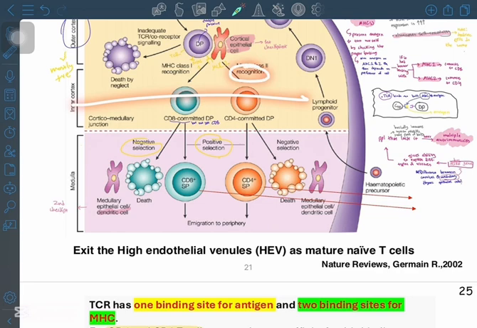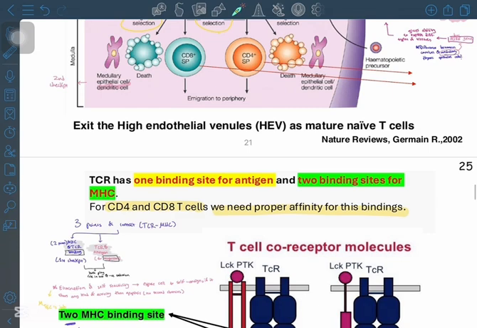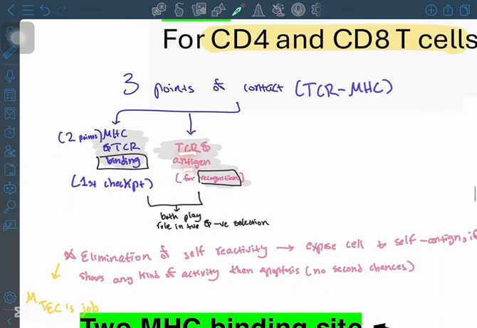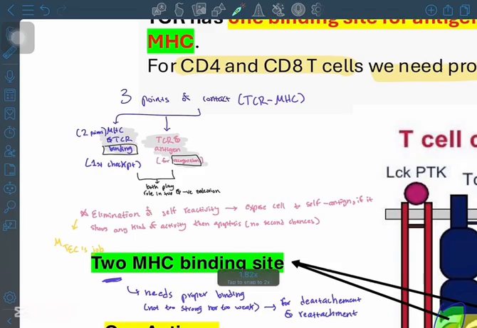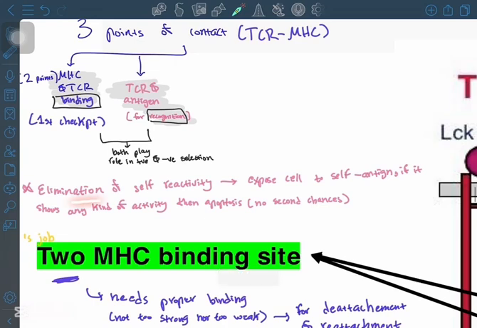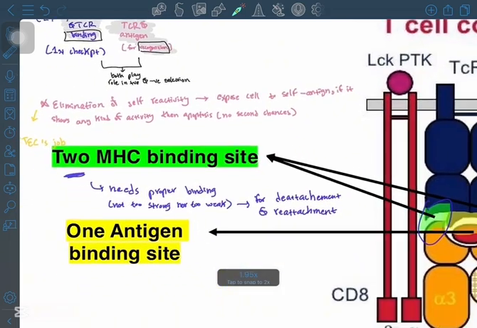But mainly the recognition is for the antigen, because initially that is what I'm presenting, and this is what I'm testing. So for the binding itself, it is TCR with MHC, and for recognition of the antigen, it is the TCR and the antigen. Now both play a role in positive and negative selection. In the part related to the medulla, in the negative selection, we have the elimination of self-reactivity. Basically, we expose the cell to self-antigen. If it shows any kind of activity, then we kill it. No, we do apoptosis, so we don't give it any second chance.